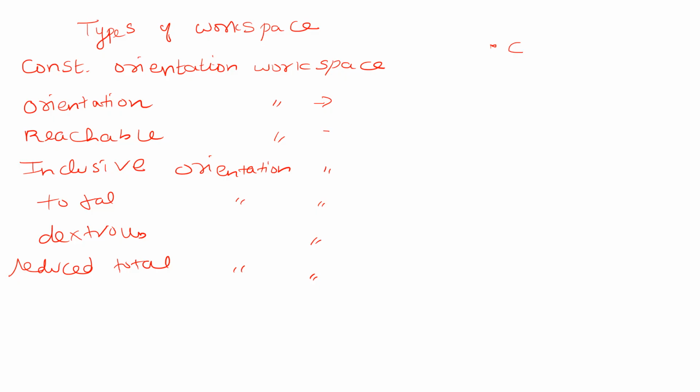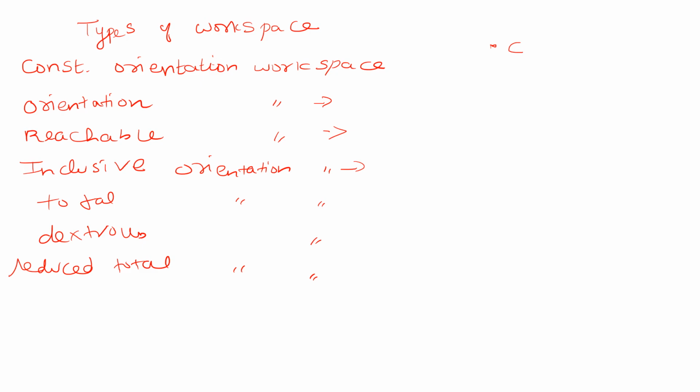And the third is the maximal workspace, or the reachable workspace. In this, all the locations of the operating point C can be reached with at least one orientation of the platform. And the fourth type is the inclusive orientation workspace: all the locations of the operating point C that may be reached with at least one orientation among a set of defined ranges on the orientation angles. That is the constraints on the orientation angles.